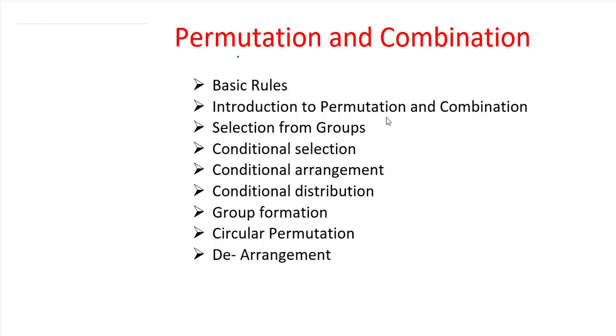Then we will derive the formula for permutation and combination and see how to modify these formulas for conditional selection, conditional arrangement, conditional distribution and group formation. And then finally we will understand the concept of circular permutation and dearrangement. So let us begin.